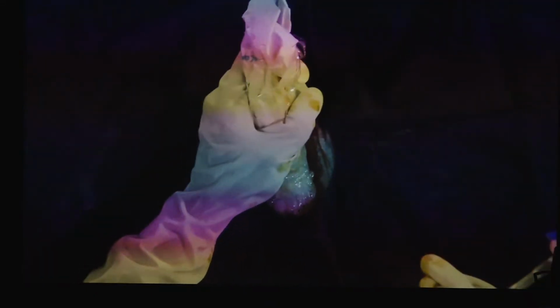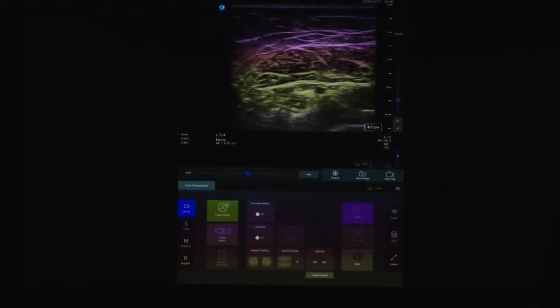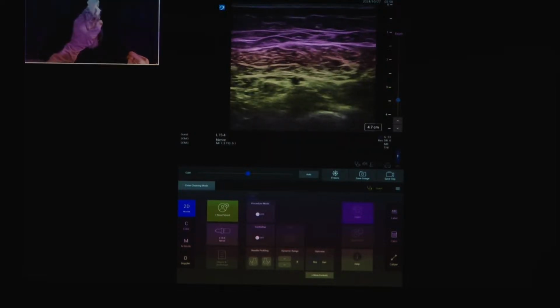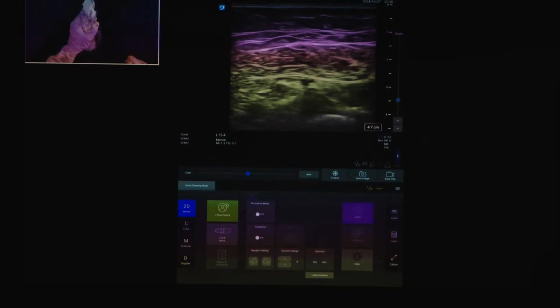So these blocks, particularly the adductor canal block and, as we also discussed yesterday, IPACK, are both alternatives to the femoral nerve block. Here what we can see is this boat-shaped muscle.